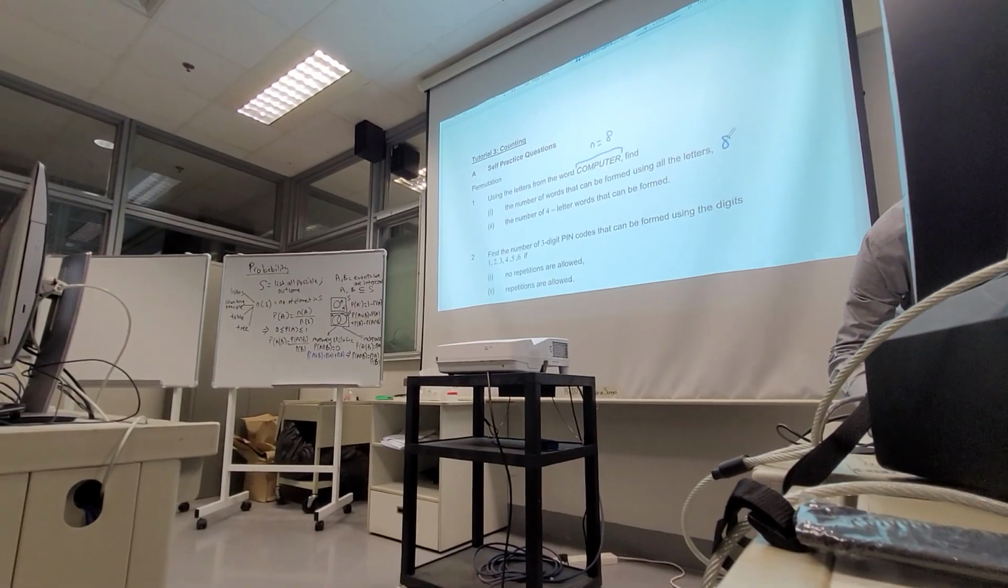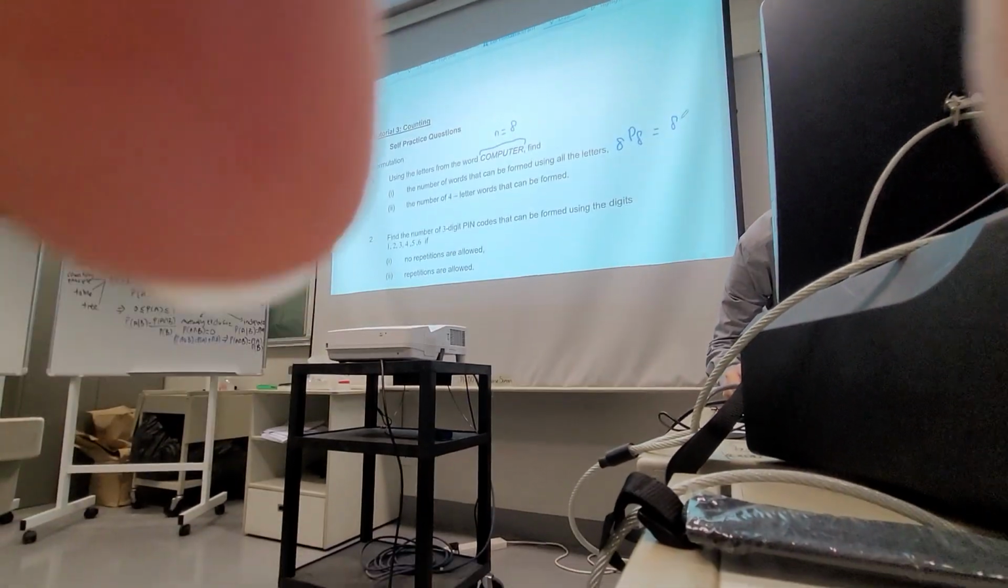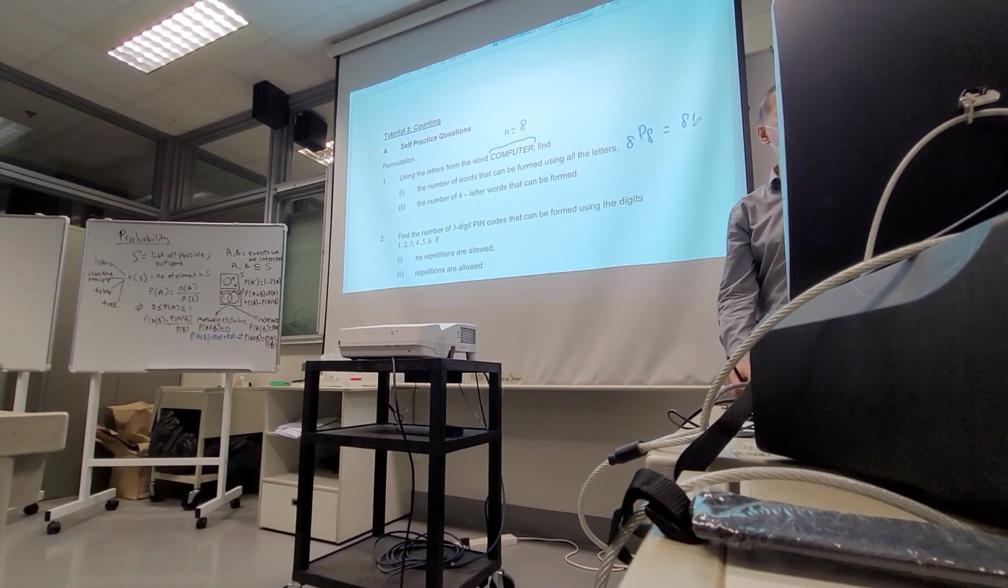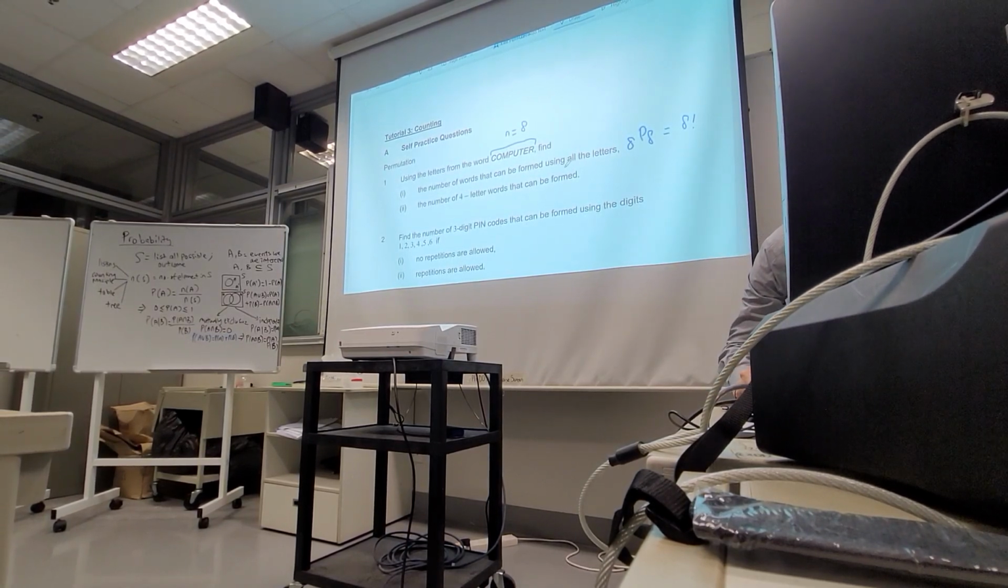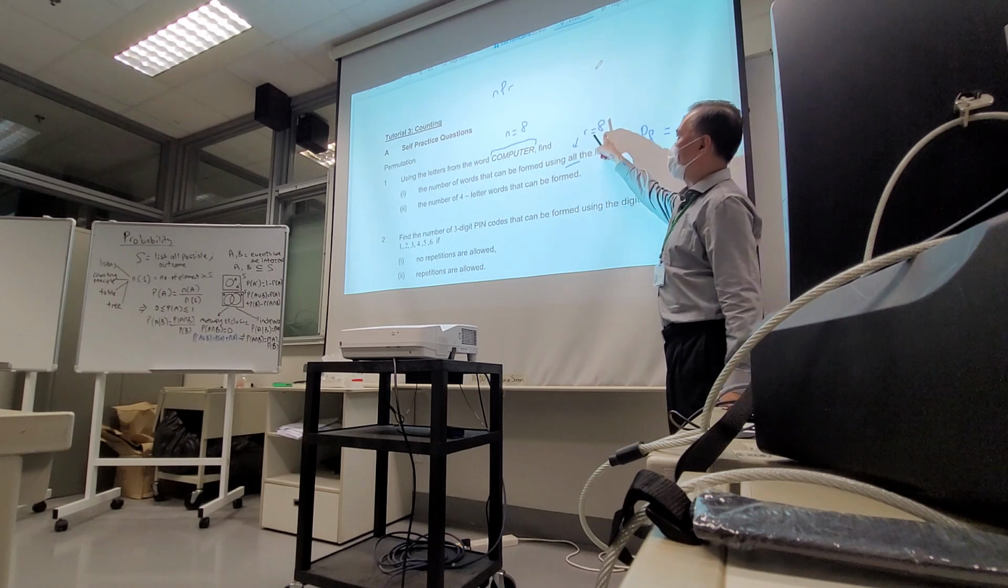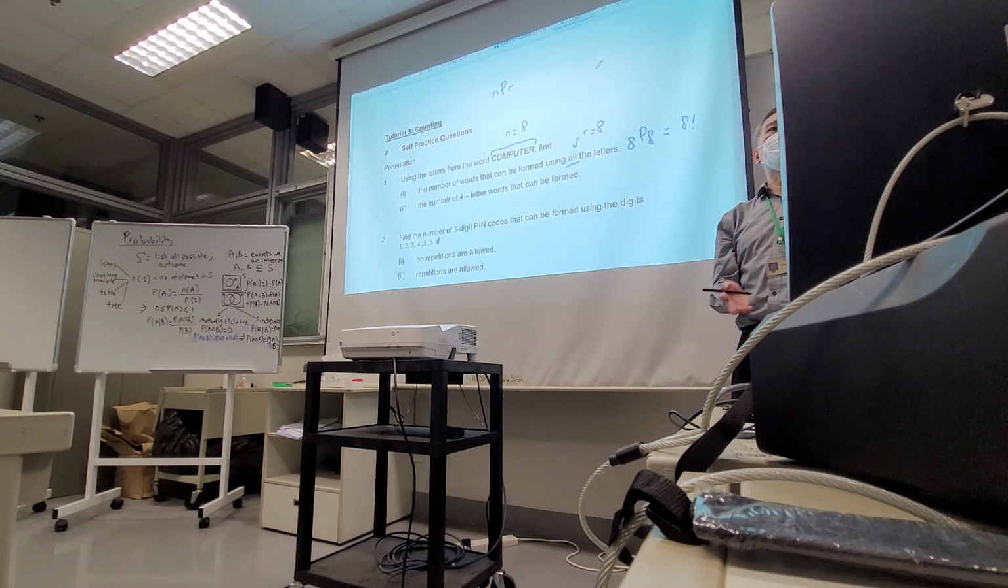Come back. 8P8, which is equal to 8 factorial. So that's the answer. Why? Because of the word in question, my R is also equal to 8. Remember, for permutation, we talk about N and R. In this case, my R is also 8, because it uses all the letters.